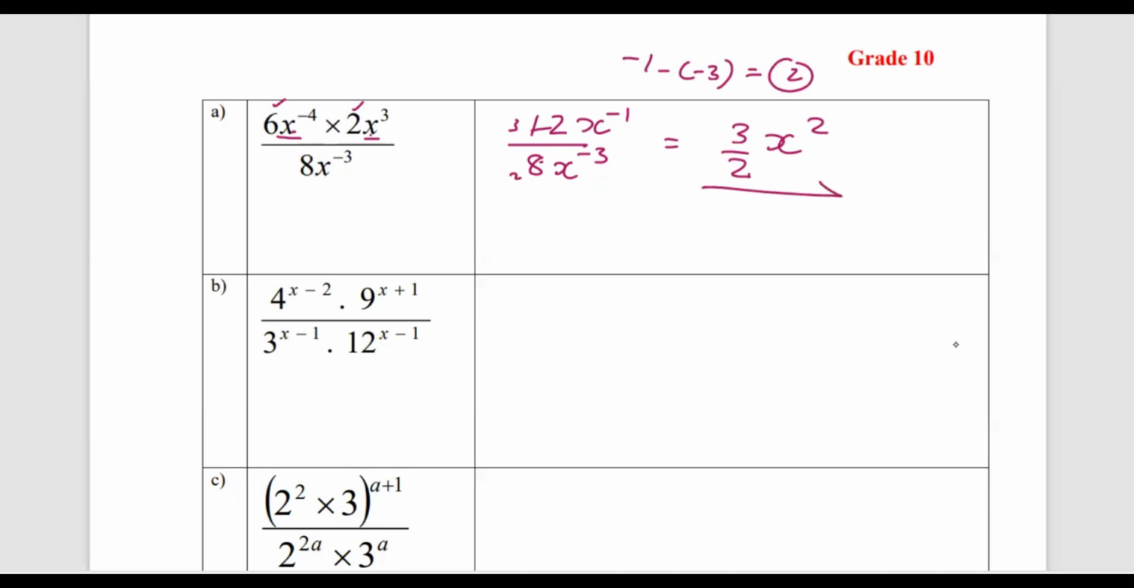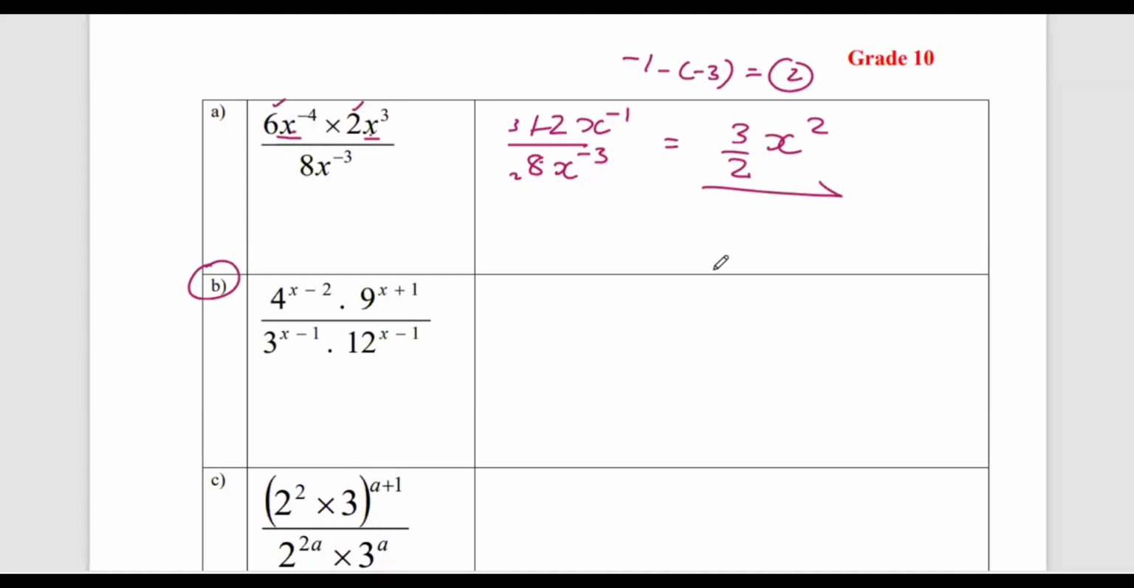And then part B, we have 4 to the x minus 2 times 9 to the x plus 1 over 3 to the x minus 1 times 12 to the x minus 1. So in this case, where the bases are not prime numbers, please just change them into prime numbers so that we can easily simplify them. So we know that 4 can be written as 2 squared.